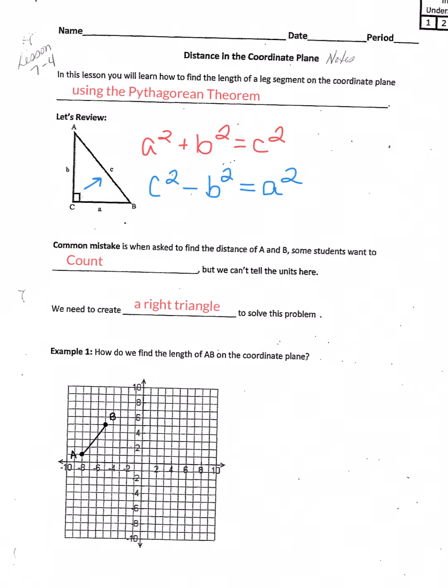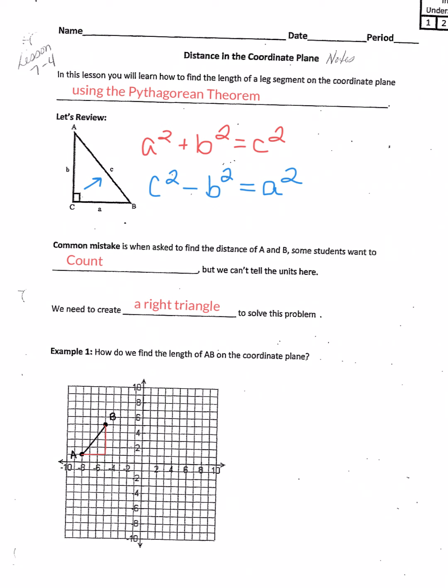In this example, we're trying to find the length from A to B. Okay, we can't just count because it's going on a diagonal. So what I'm going to do instead is make this a right triangle. So I'm going to get from A to B by going left and then up. Now you should see a right triangle.